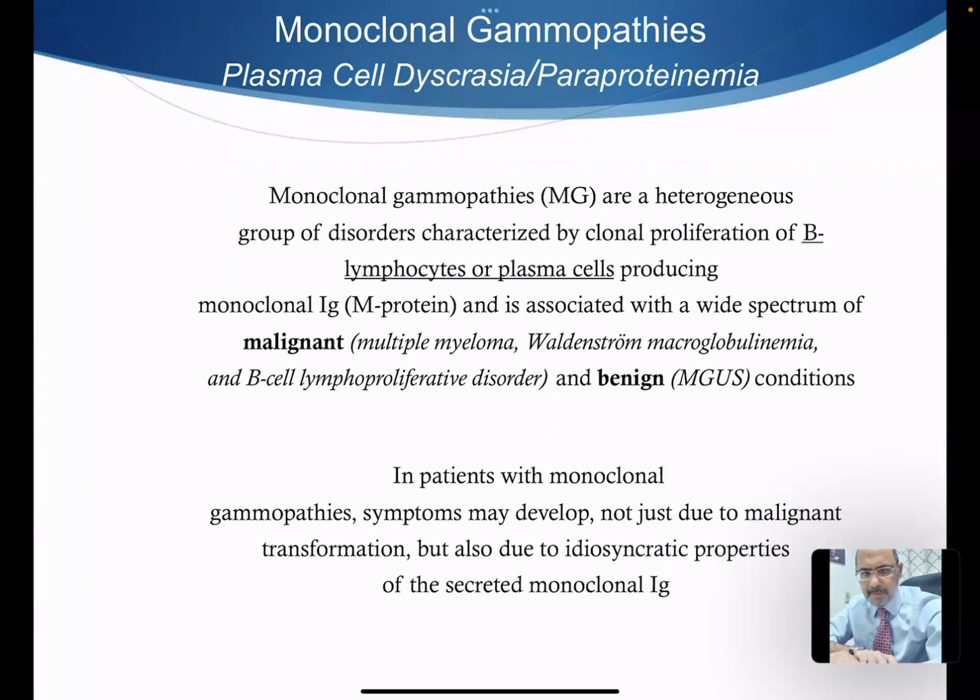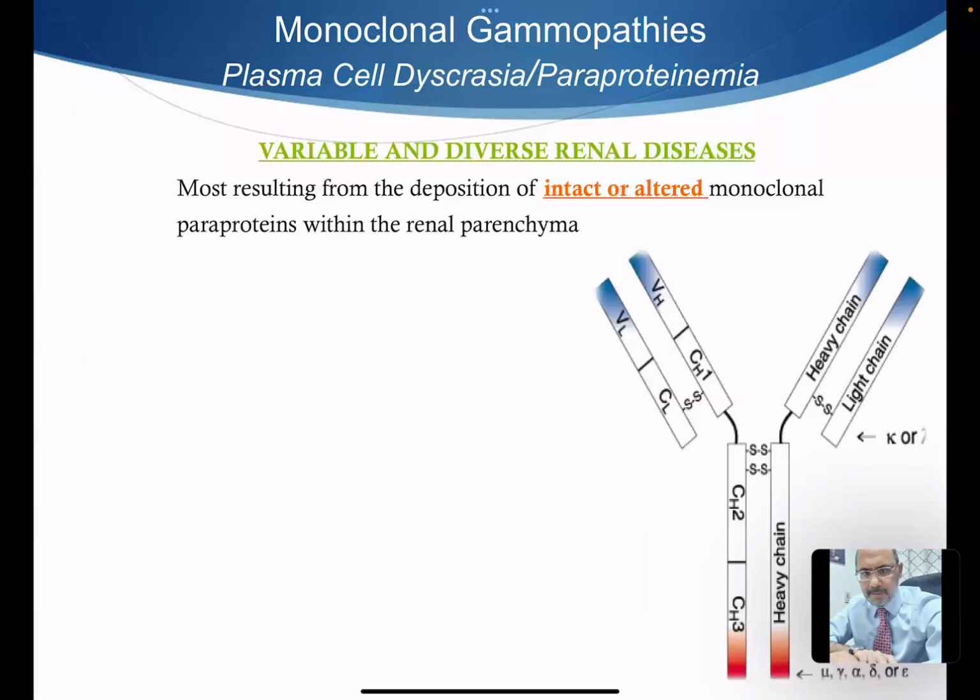In patients with monoclonal gammopathy, symptoms may develop not only due to the malignant transformation, but also due to idiosyncratic properties of the secreted monoclonal immunoglobulins. This is another issue that we will culminate to the direct and indirect toxicities of the immunoglobulin and how they affect the pathogenesis. So it's not only malignancy and invading, osteolytic lesions and hypercalcemia, it could be something related to the monoclone itself, to the immunoglobulin itself.